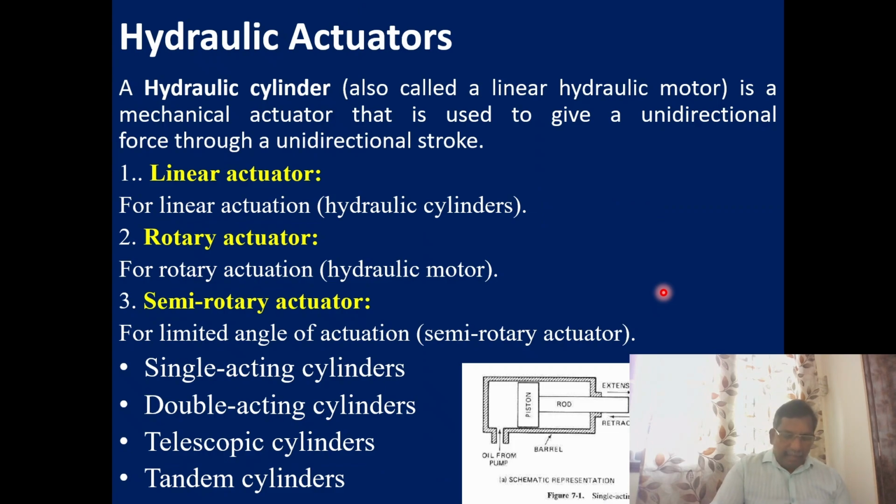The next one is actuator. Next important component is actuator. It's a cylinder called a linear hydraulic actuator. Similarly, you're having rotary. It's a mechanical actuator that is used to give a unidirectional force to a unidirectional stroke. Okay. So different types of actuators you're having: linear actuator, rotary actuator, and semi-rotary actuator. So hydraulic cylinders are called linear actuators, and hydraulic motors we call rotary actuators.